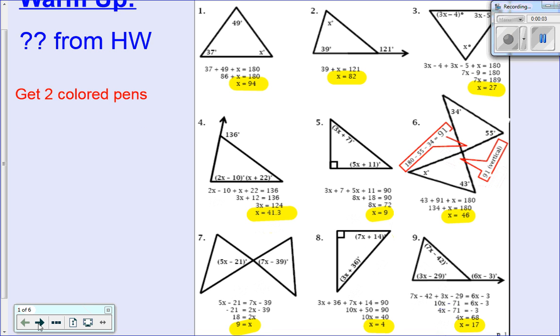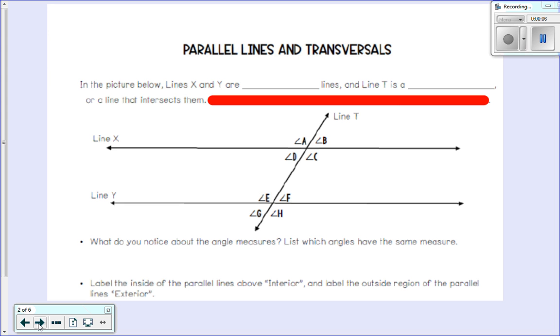Right, so today we're going to continue with angles, and we're going to learn about parallel lines and transversals and other angles that they create. So in the picture below, lines X and Y are parallel lines. Line T is a transversal, or a line that intersects the parallel lines.